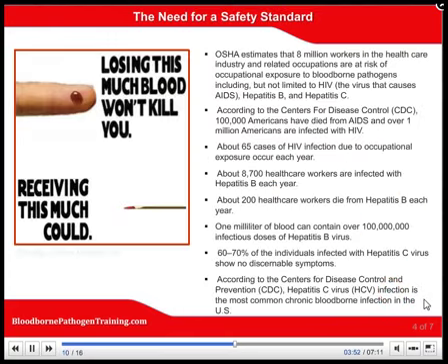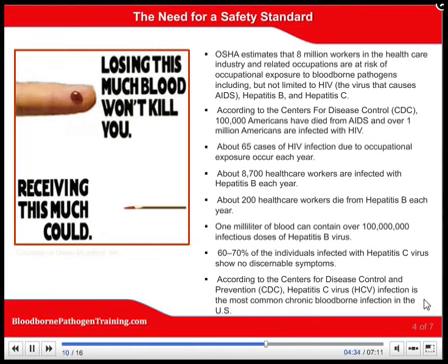The need for a safety standard. OSHA estimates that 8 million workers in the healthcare industry and related occupations are at risk of occupational exposure to blood-borne pathogens, including, but not limited to, HIV, the virus that causes AIDS, hepatitis B, and hepatitis C. According to the Centers for Disease Control, 100,000 Americans have died from AIDS and over 1 million Americans are infected with HIV. About 65 cases of HIV infection due to occupational exposure occur each year.